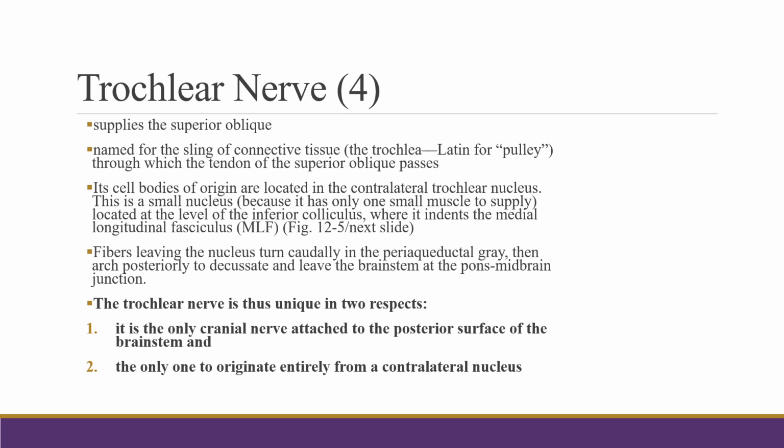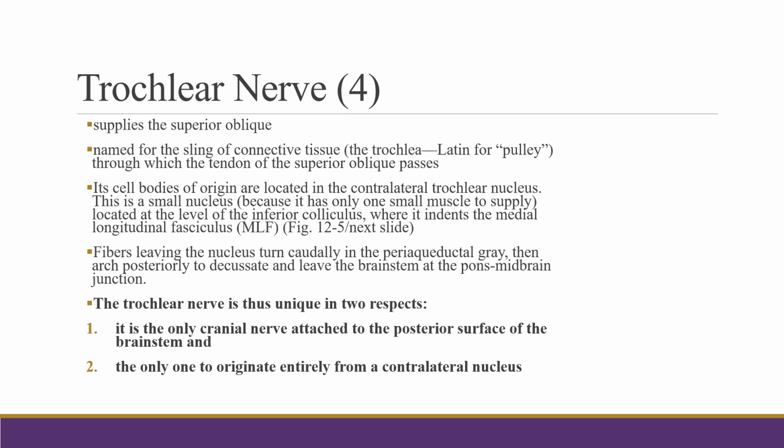Fibers leave the nucleus caudally, remember, around the periaqueductal gray, or around that aqueduct. We saw that PAG in the other slides. Then they arch posteriorly to decussate, or cross over, and leave the brainstem at the pons-midbrain junction.